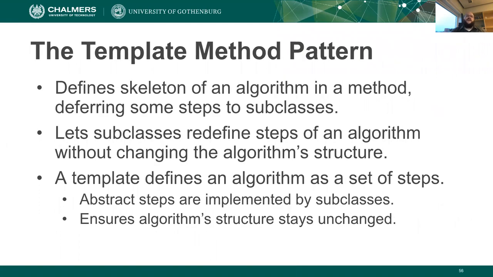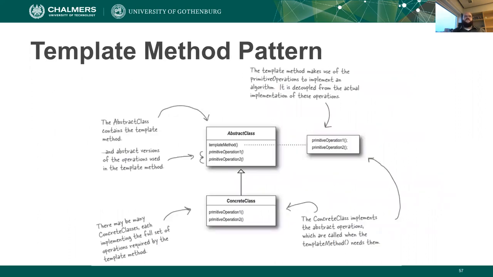Right, so the template method pattern defines the skeleton of an algorithm in a method, deferring some of the steps to subclasses. Template method lets subclasses redefine certain steps of an algorithm without changing the structure of the algorithm itself. So we have this universal structure that doesn't change, but certain steps we want to enable different options to be chosen for. A template is a method that defines an algorithm as a set of steps, and abstract steps are implemented by subclasses. This ensures the algorithm structure stays unchanged. Again, it's a way of protecting what does not change from what does change, right? In an elegant form.